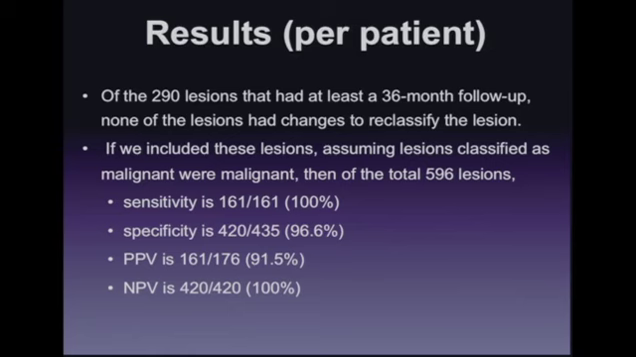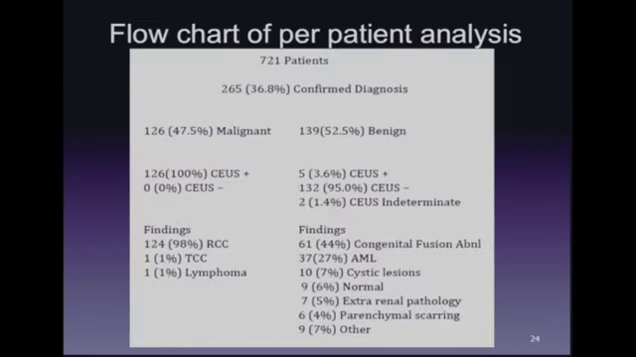If we include these lesions, assuming lesions classified as malignant were malignant, and by that I mean we have some patients that had enhancing masses that were small in elderly patients that were elected to be followed and not biopsied, then we have a total of 596 lesions. The sensitivity was again 100%, the specificity was 97%, a positive predictive value of 92%, and a negative predictive value of 100%.